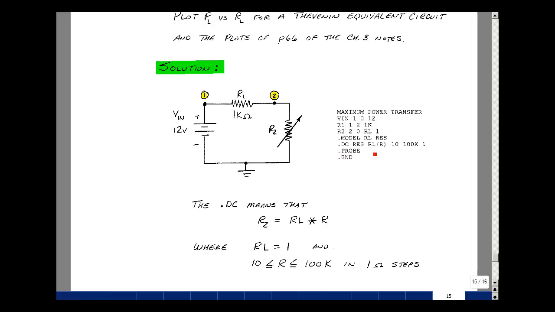And so I take my symbol here for the model, R sub L, and then include parentheses. My initial value is 10 ohms, my final value is 100K. I'll take a 1 ohm increment. Let me explain what the DC command here means. The resistor R2 is being set equal to the symbol R sub L times R. That's what we had over here. And R is going to be varied from 10 ohms to 100K ohms in 1 ohm steps. So R2 will be replaced with 1 times this value. So we could play with this and scale things if we wanted to. Let's take a look at the results on the next page.